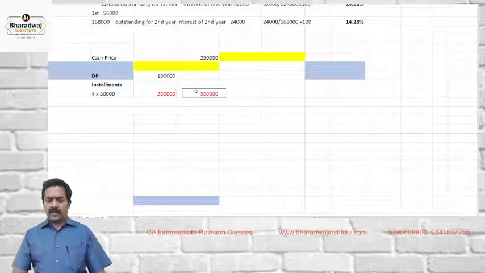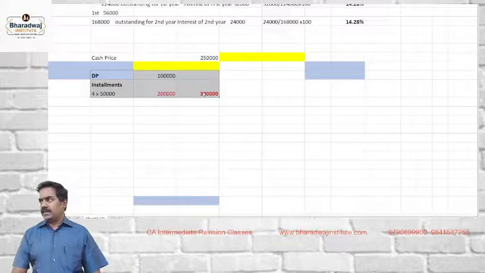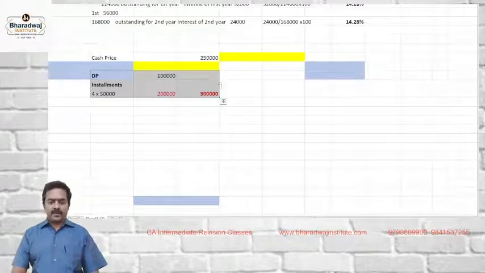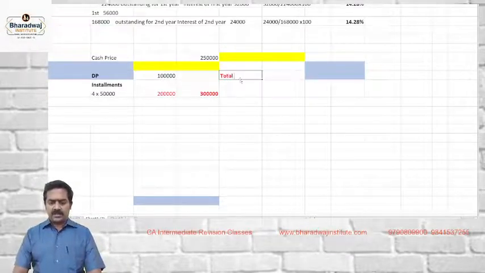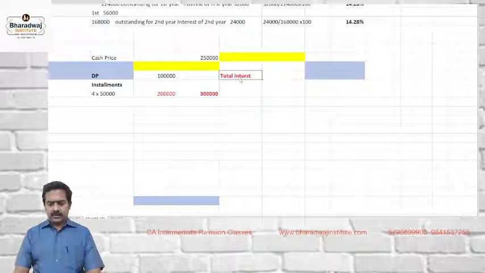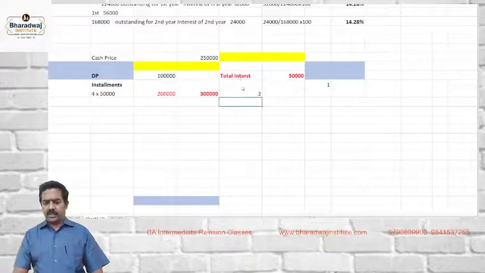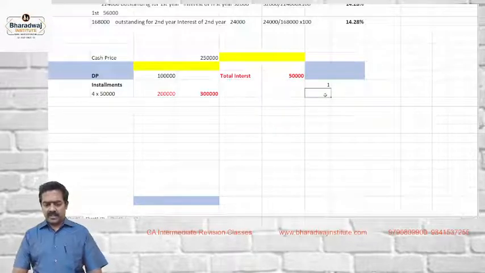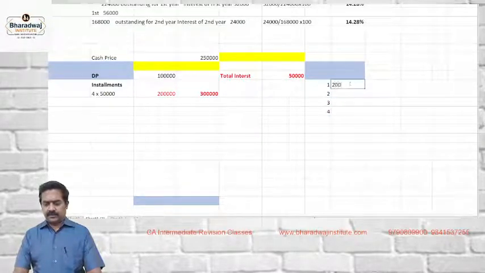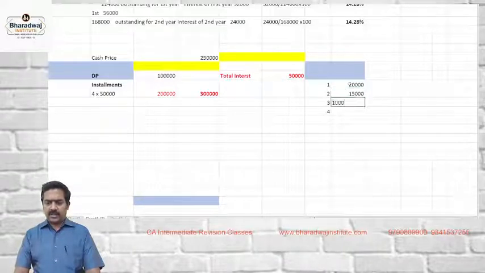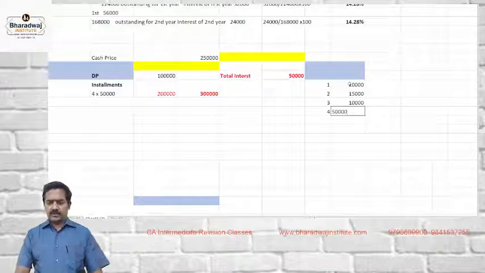3 lakhs we are paying, which means these installments include what? Interest. Otherwise, why should he pay more? So what is the total interest? 50,000. We know what to do now. How to apportion this across first year, second year, third year, fourth year? In reverse order: 20,000, 15,000, 10,000 and 5,000.